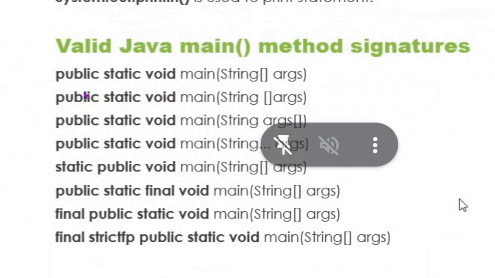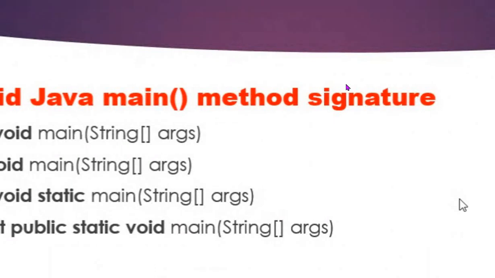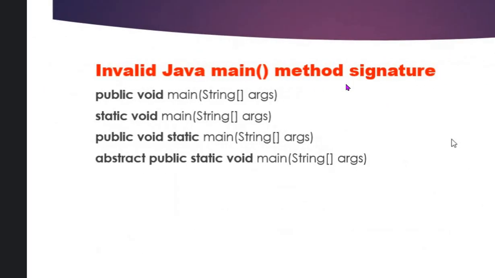Different formats are there, but normally we write the first one, public static void main. The second one, the difference is the space in the square bracket. So that does not matter. But the main format is public static void main, string, and adjacent to that you have a square bracket, then args. So these are the invalid Java main method signatures.